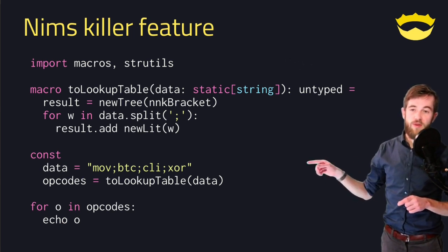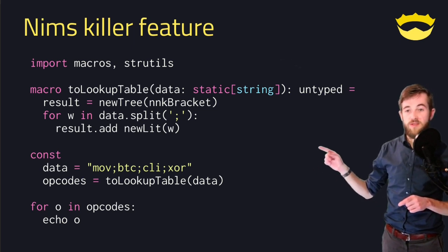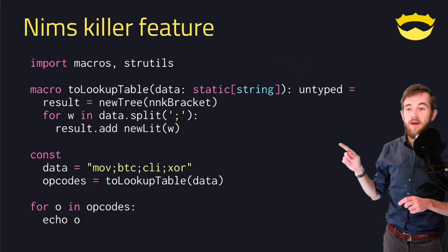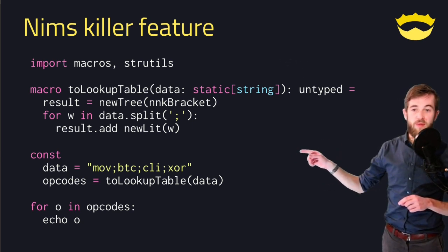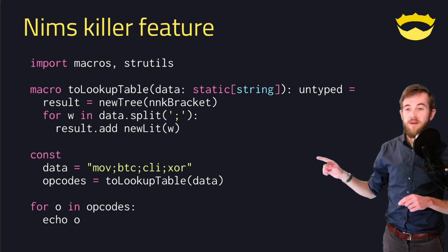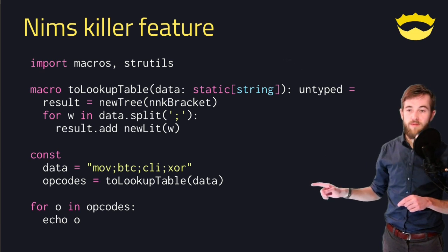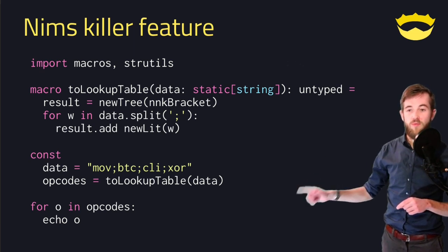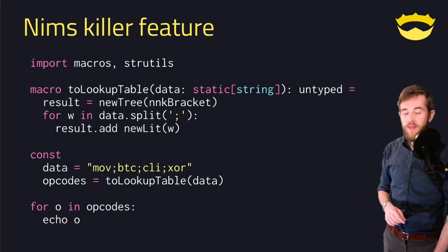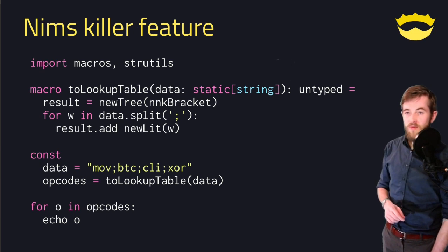So it will convert that data, and data is defined as a const. Consts are compile time only. So opcodes here, like that string, will never enter the binary. Only the things that we use from this opcodes thing will actually enter into our binary, which is pretty cool.